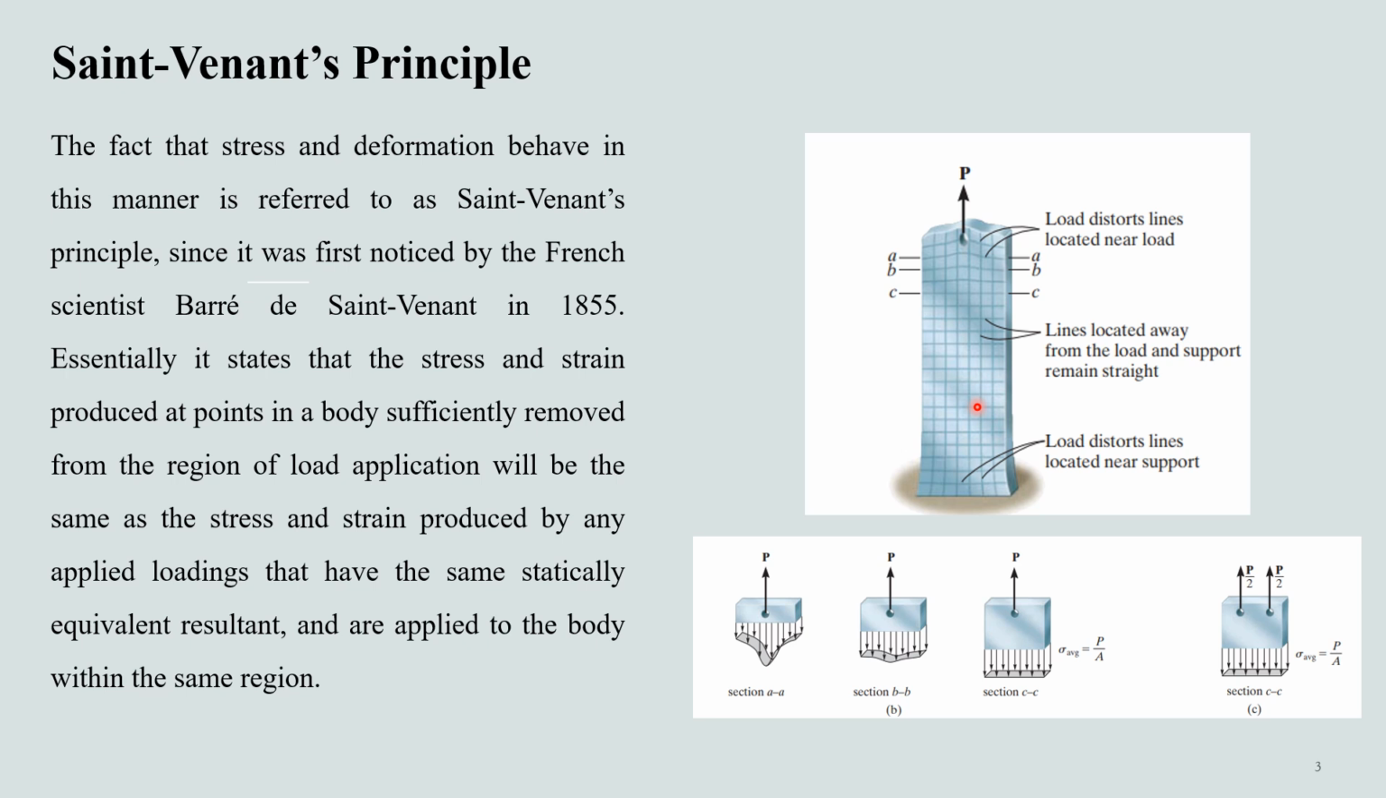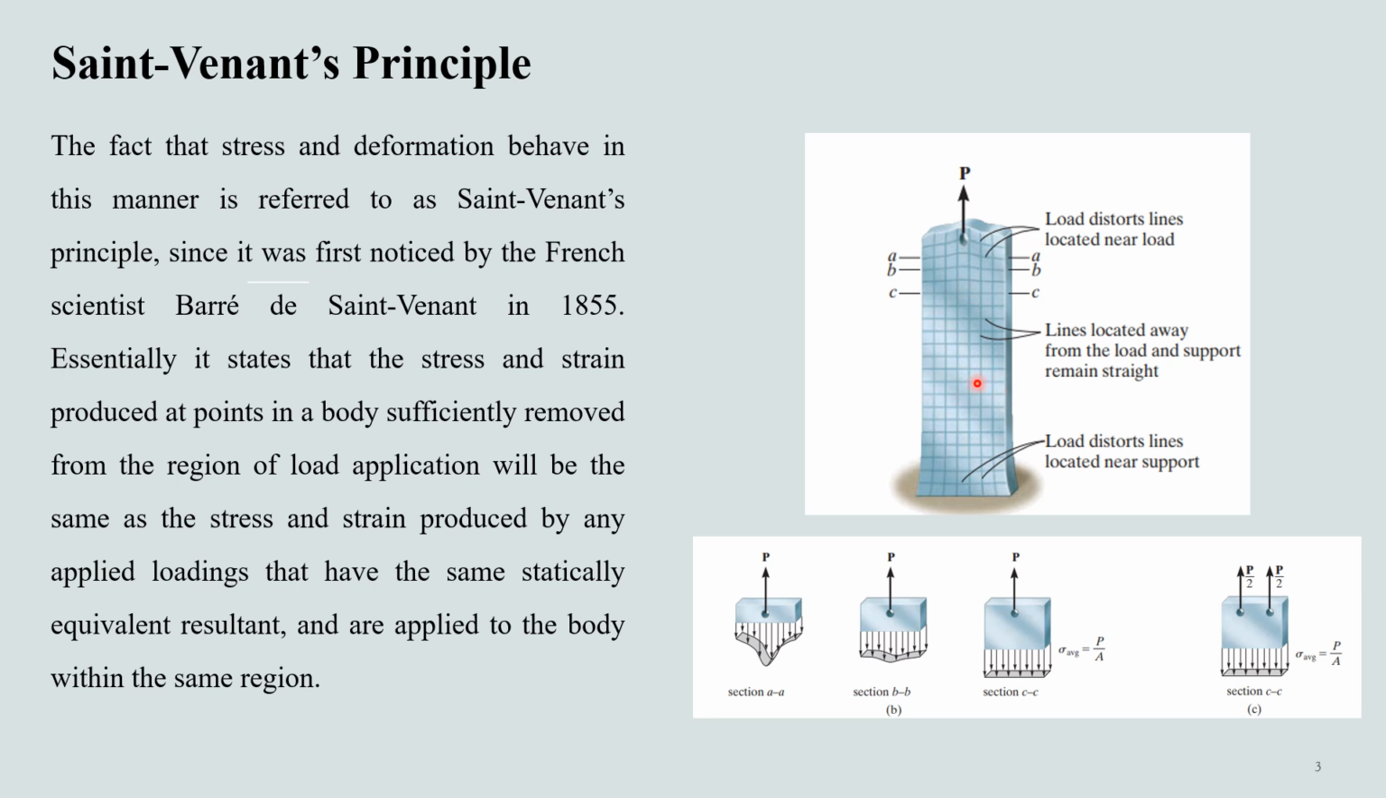If the material remains elastic, then the strains caused by this deformation are directly related to the stress in the bar. As a result, the stress will be distributed more uniformly throughout the cross-sectional area when the section is taken further and further from the point where any external load is applied.